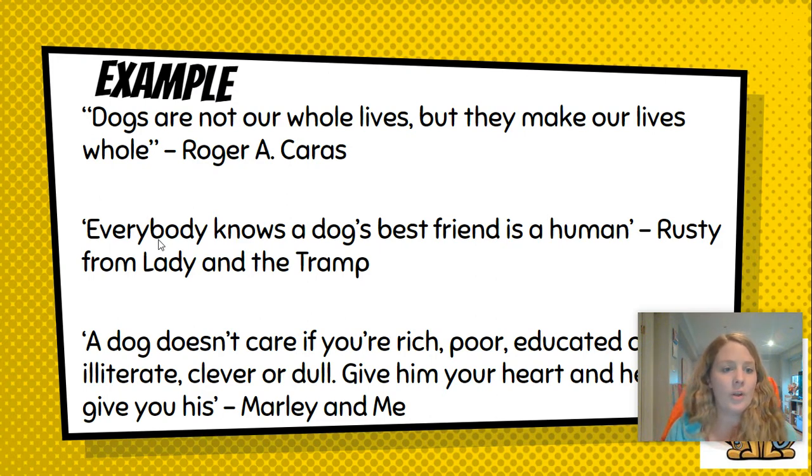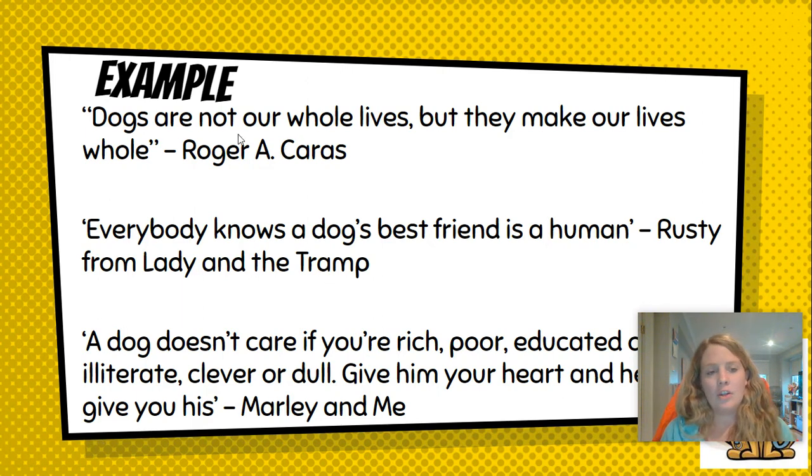Okay, another one here. Everybody knows a dog's best friend is a human, and that's from Rusty from Lady and the Tramp. A dog doesn't care if you're rich, poor, educated or illiterate, clever or dull. Give him your heart and he will give you his. And that's from Marley and Me.